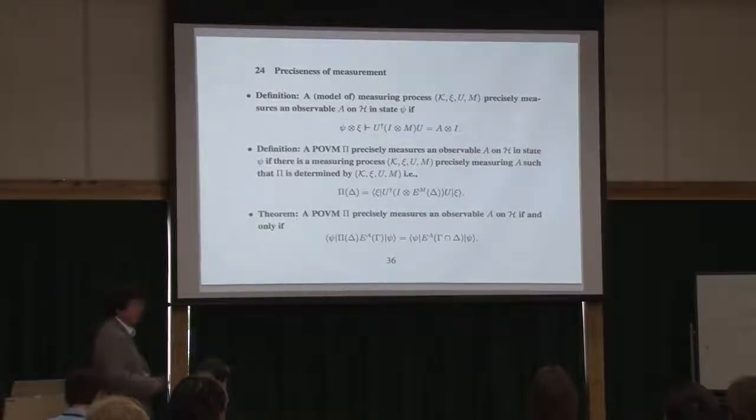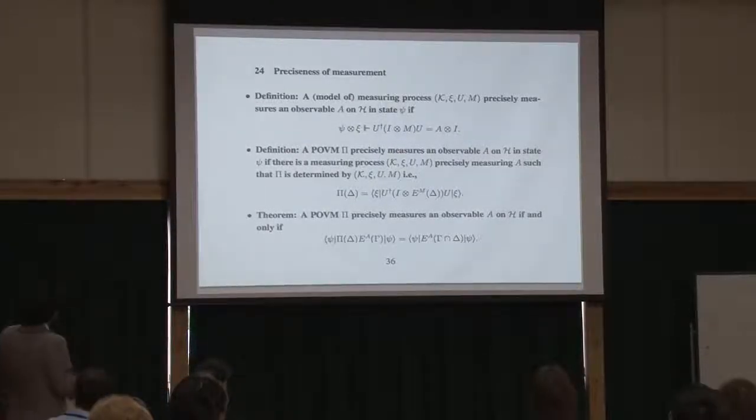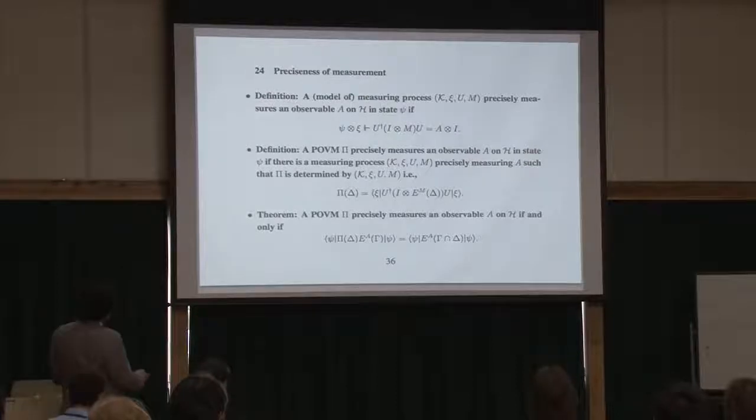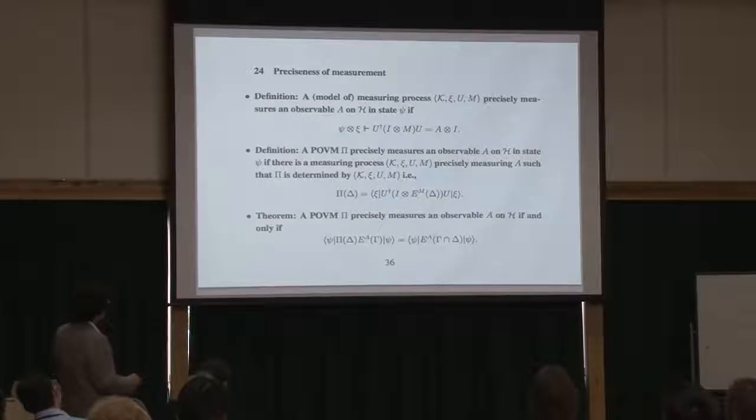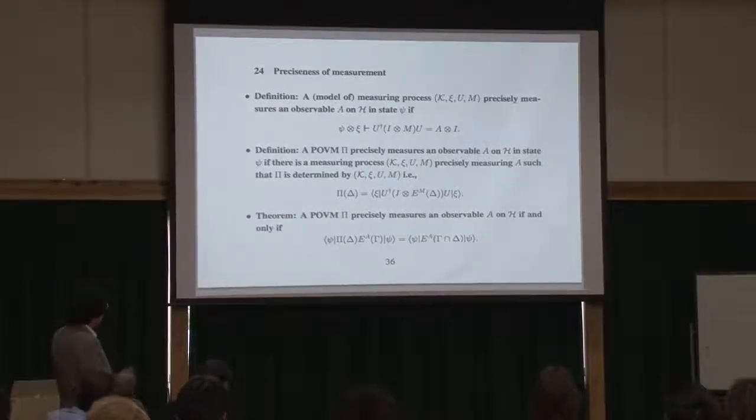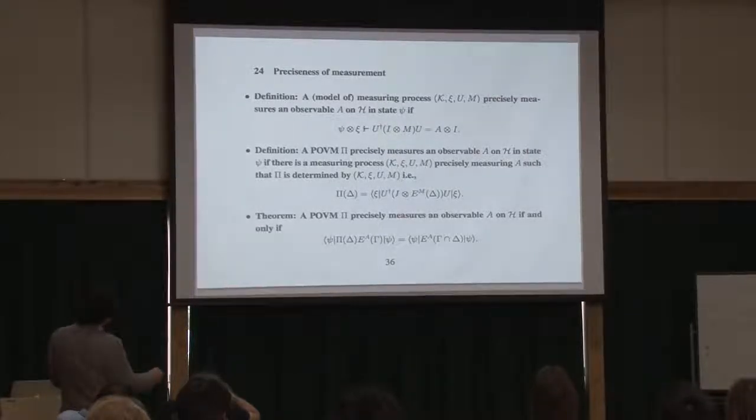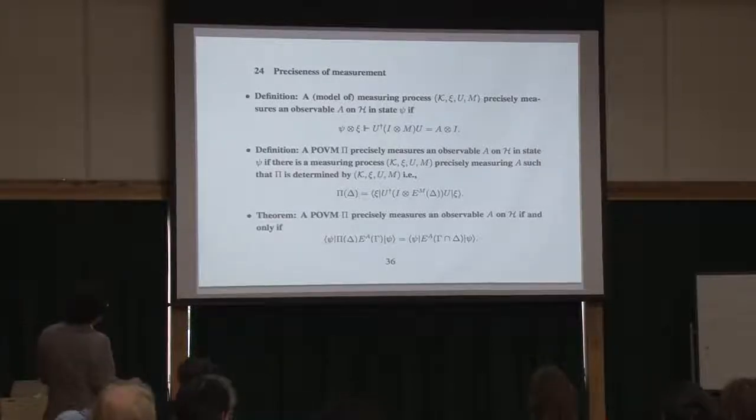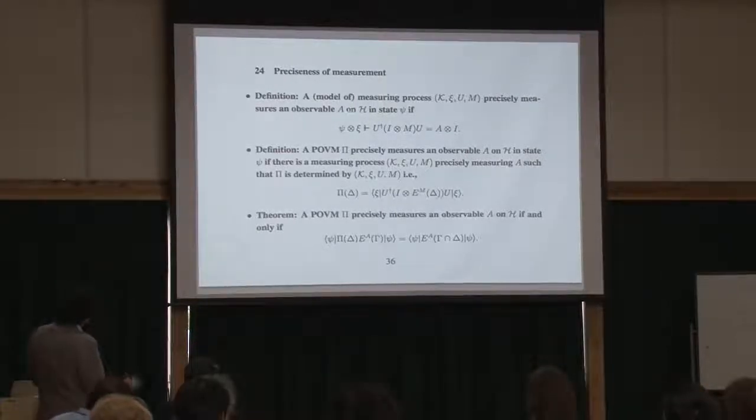However, a problem arises. We don't have a state-dependent notion of precise measurement. Now we introduce the preciseness of measurement using this quantum theoretical inequality of the observables. So we define a model of the measuring process. K describes a probe system, and C describes a state preparation of the probe. U describes a unitary interaction between the probe and the measured system. And M is a meter observable in the probe. So, a measuring process modeled by KCUM is said to measure observable A precisely in the state psi if this condition is satisfied.